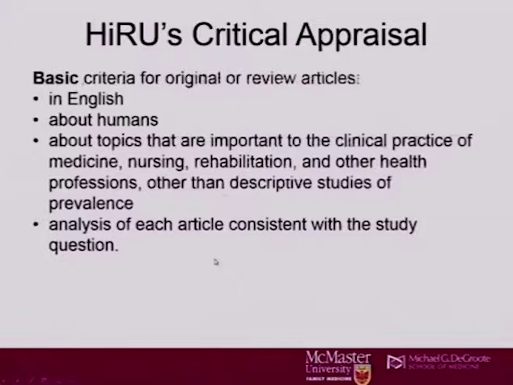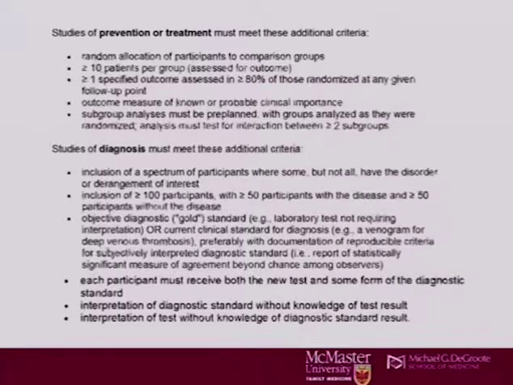And the analysis of each article is consistent with the study question. In greater depth, and this is what a set of readers at HiRU will apply, they no longer need to look at their cheat sheet. They comb through thousands of pieces of literature in a year. And for treatment studies, they look for these criteria. For diagnostic studies, these. Treatment, I think that, obviously random allocation of participants is key.